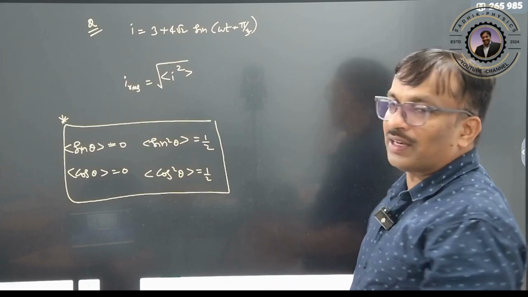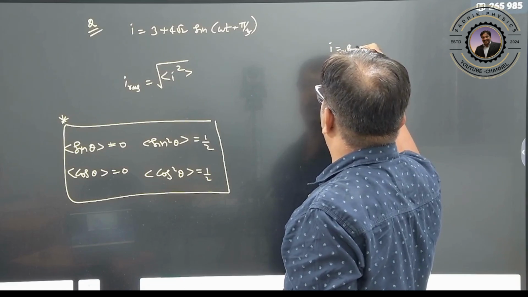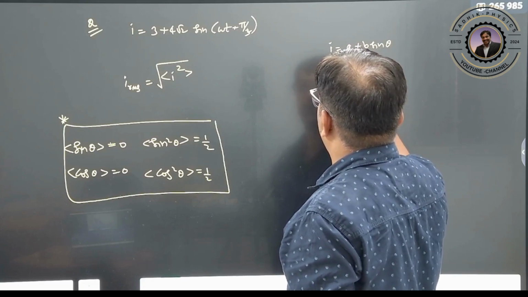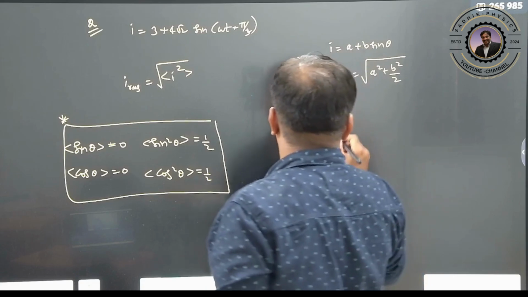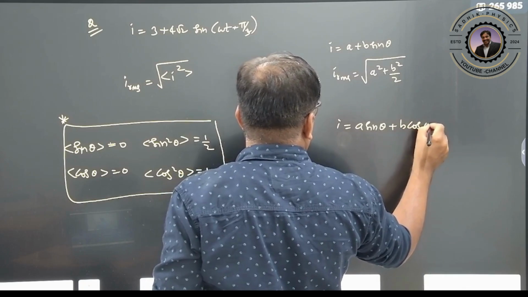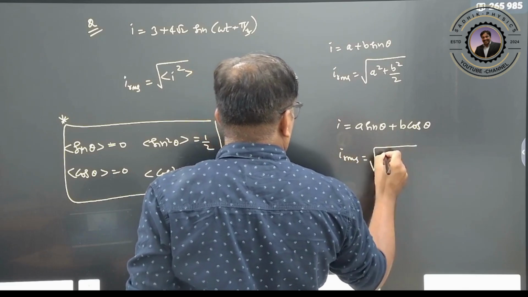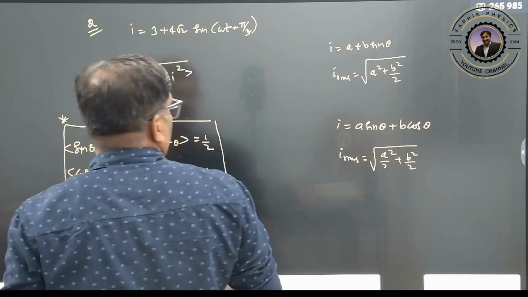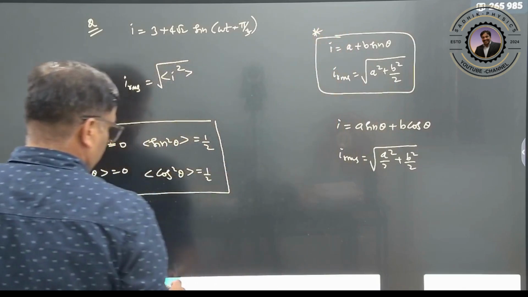But I will give one simple formula. Suppose I is equal to A sin theta plus B cos theta. How to calculate the RMS? IRMS is the root of A square by 2 plus B square by 2. This type of question is asked in the examination. So substitute here; you can use this formula in this situation. Clear? Very simple.